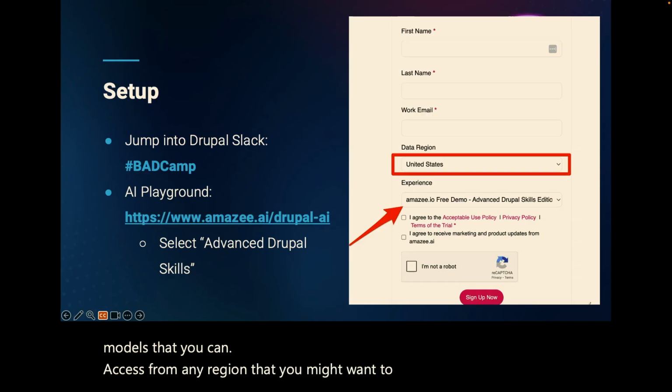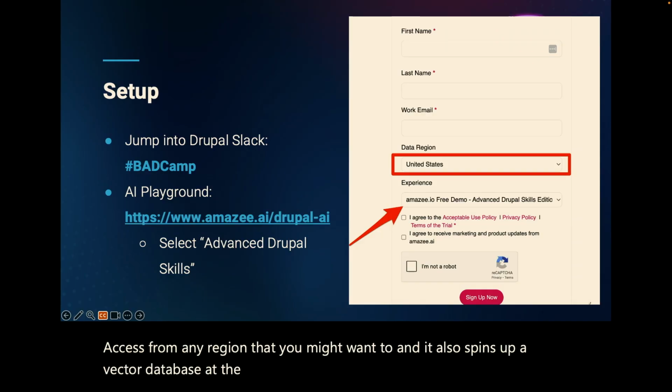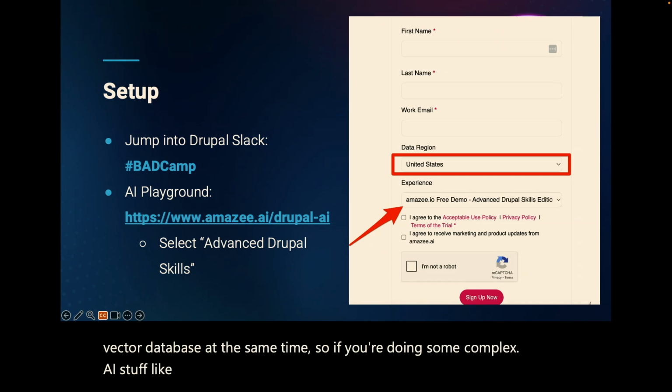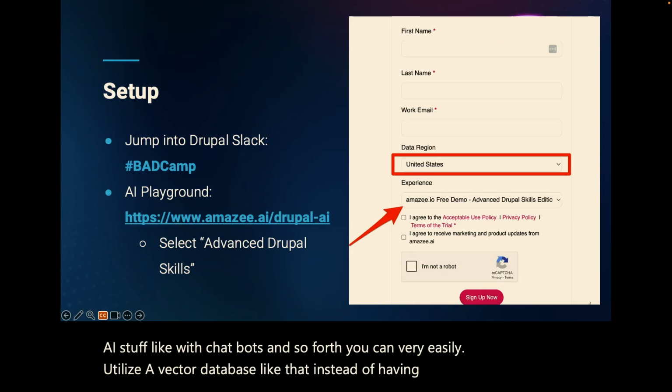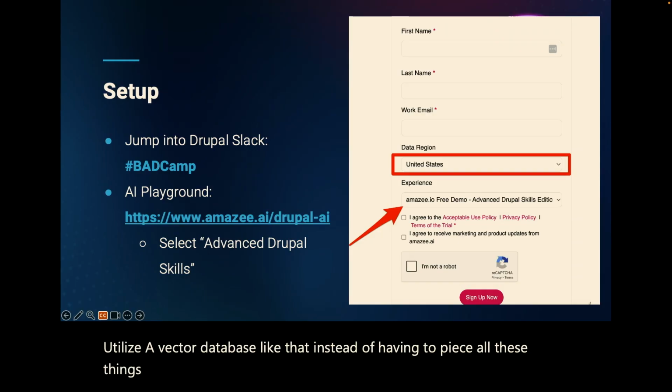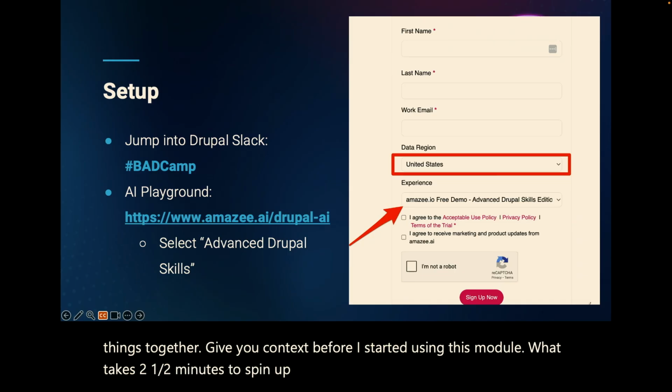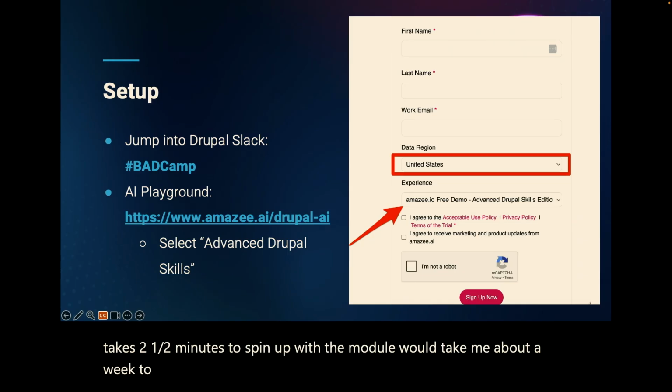It also spins up a vector database at the same time. So if you're doing some complex AI stuff like with chatbots and so forth, you can very easily utilize a vector database like that instead of having to piece all of these things together. To give you context, what takes 2.5 minutes to spin up with the module would take me about a week to get all set up before I could start building.